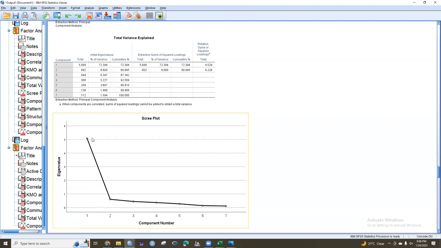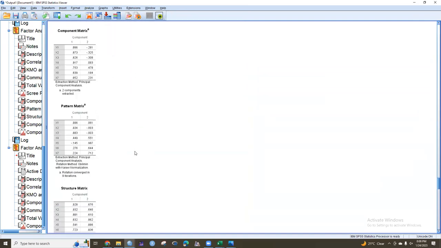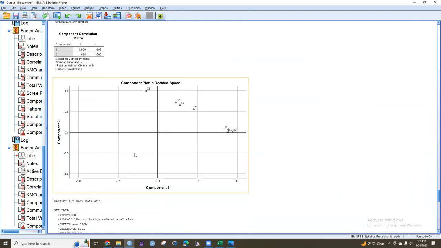One more thing: without rotation, when the plot was constructed, it was written as component plot and the axes were like component one and component two. So what do this component one and component two exactly mean? This is factor one and this is factor two.